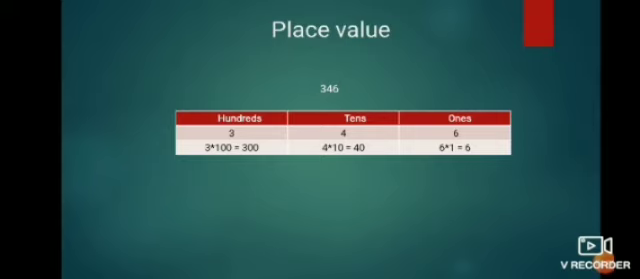The number 4 is in tens place, so there are 4 tens. So you have to multiply 4 by 10. 4 into 10 equal to 40. The number 3 is in hundred place, so there are 300. So you have to multiply by 100. 3 into 100 equal to 300. The place value of 6 is 6. The place value of 4 is 40. The place value of 3 is 300.